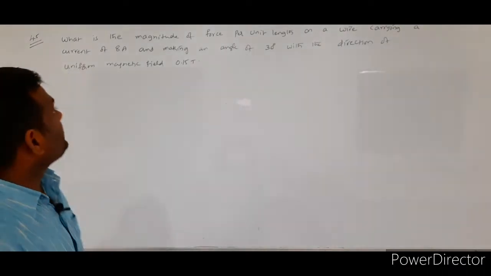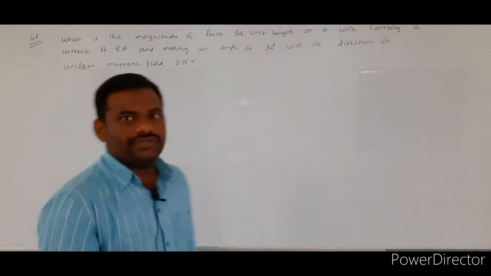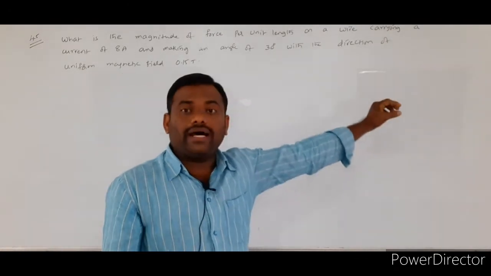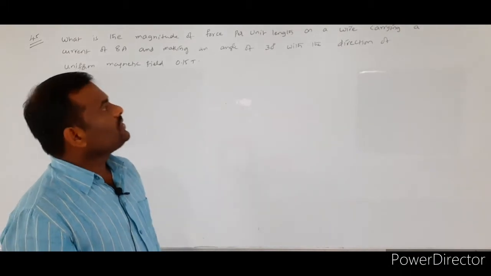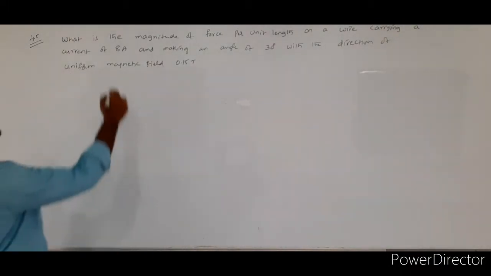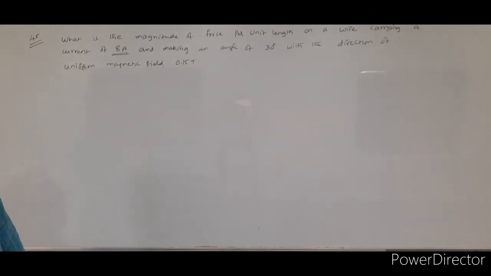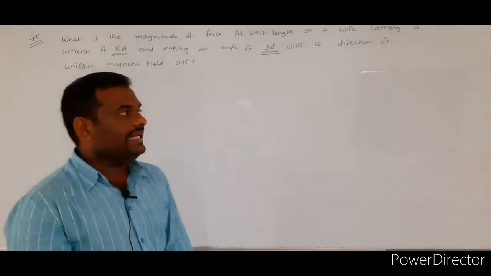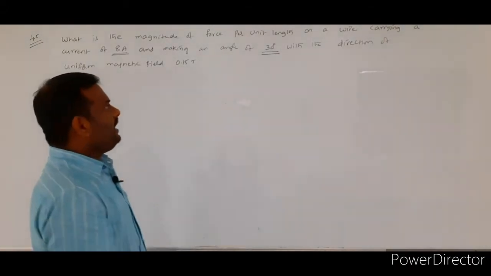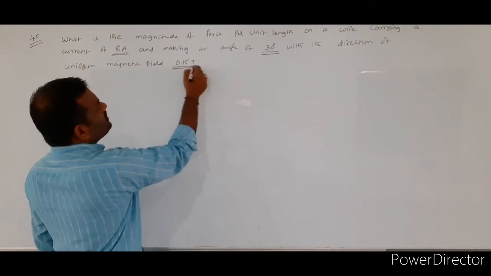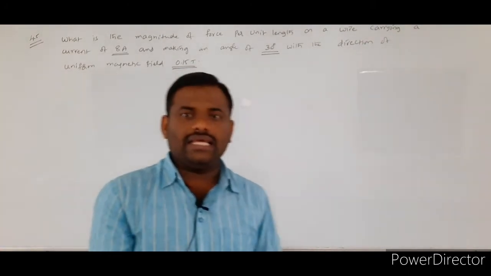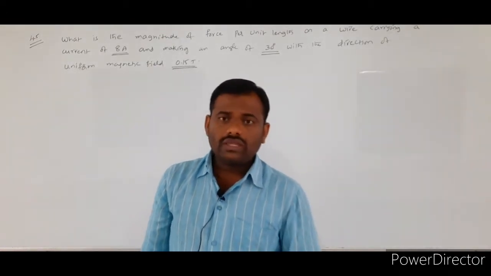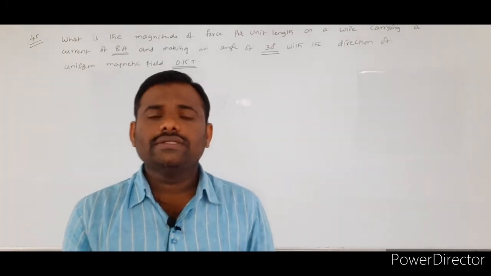Here they are asking: what is the magnitude of the force per unit length on a wire which is carrying a current of 8 amperes and making an angle of 30 degrees with the direction of the magnetic field, whose intensity is also mentioned, that is 0.15 Tesla. So here they simply considered a current carrying wire.